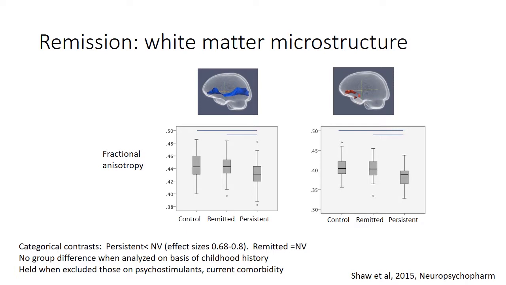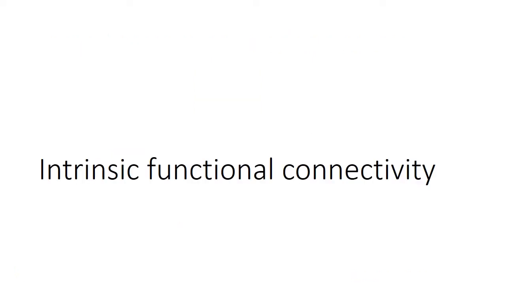Next, we reanalyzed the data on the basis of the childhood history of ADHD, combining the persisters and remitters and comparing them to the never affected, and here no significant differences were found. So in terms of the competing models of remission, the results are more compatible with the concept that remission is due to a convergence with the correction of possible early anomalies. There was no evidence here of lingering changes to white matter microstructure that reflected earlier childhood history of ADHD.